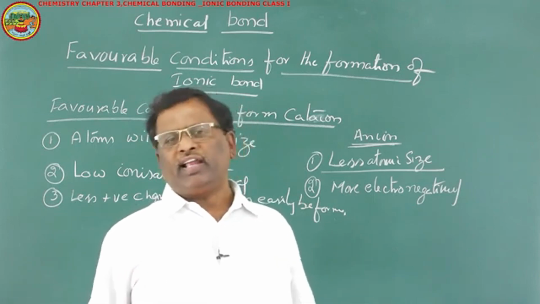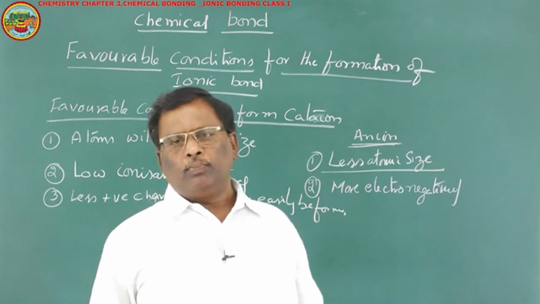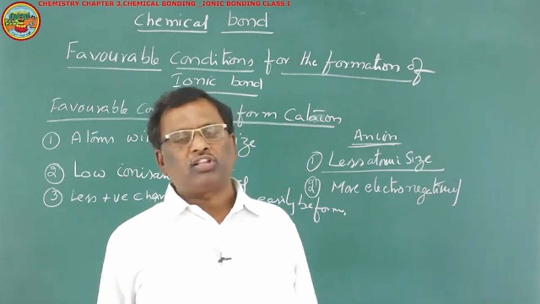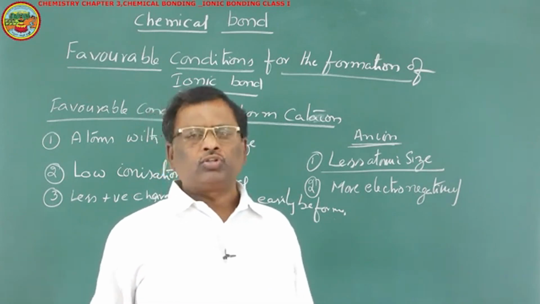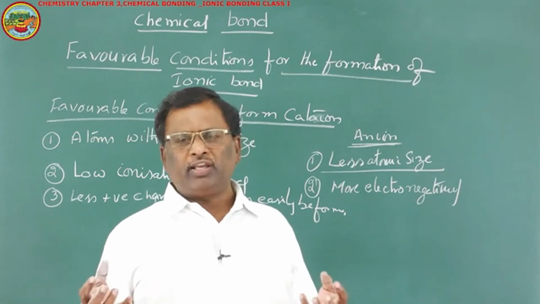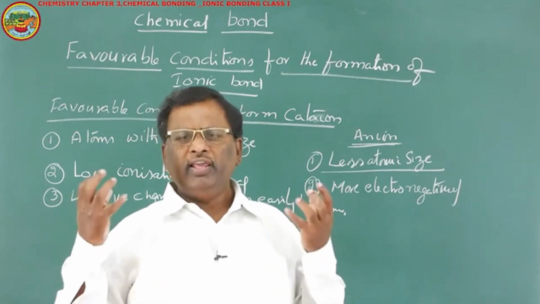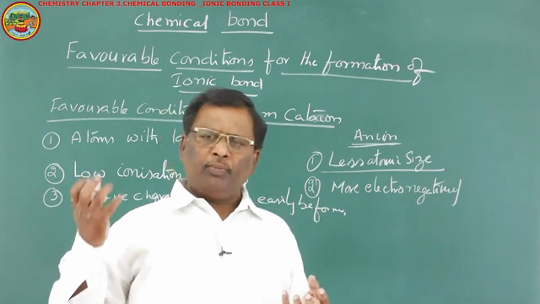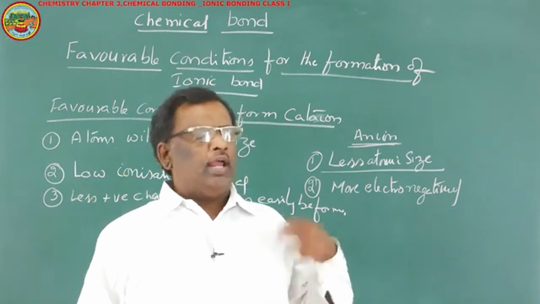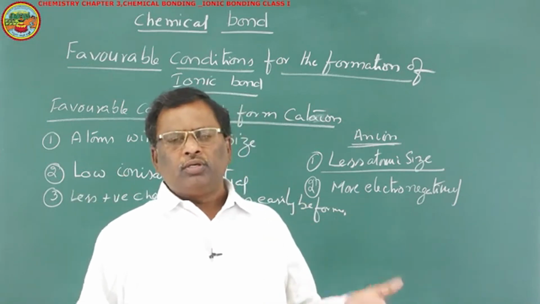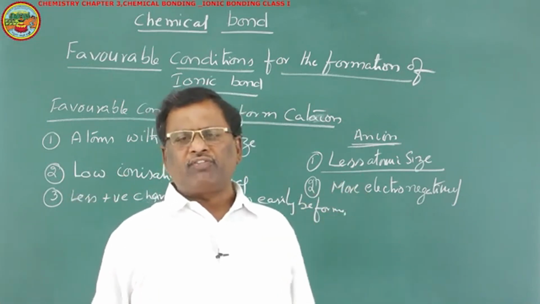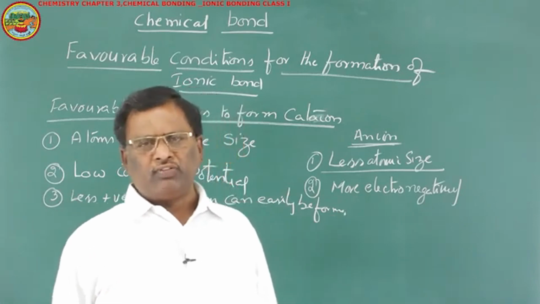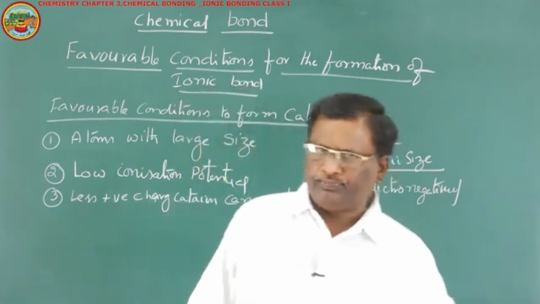Once the anion and cation are formed, there is no restriction for the formation of an ionic bond. So the main task in the formation of an ionic bond is the formation of anion and cation. Those factors which are favorable for the formation of cation for one atom and anion for the other bonded atom are the favorable conditions for the formation of an ionic bond.